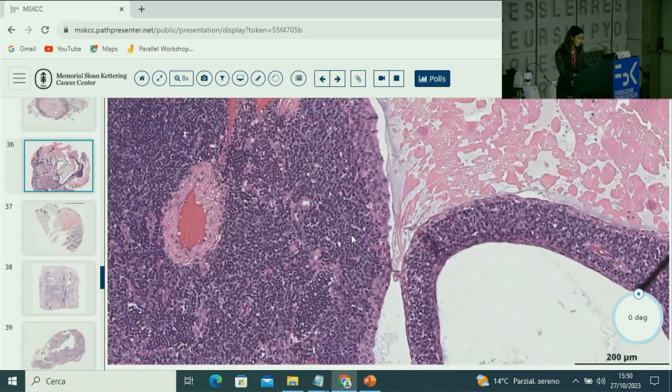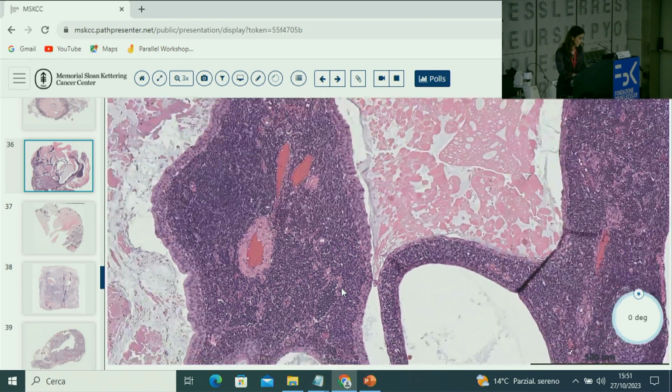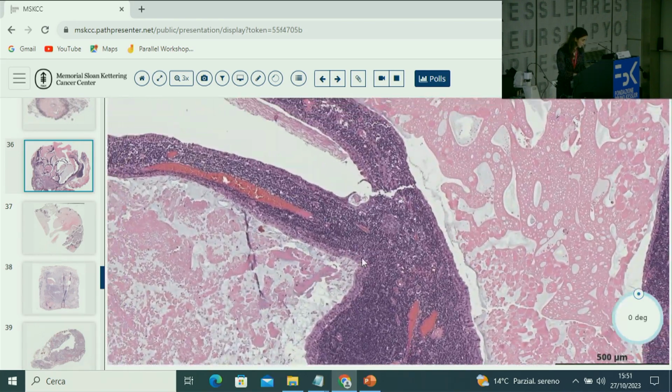People use P63 also to differentiate these two entities. As here, if you see P63, you see more stratification, whereas in Wharton tumor, you see more simple basal layer. So that's one way to help you differentiate these two.